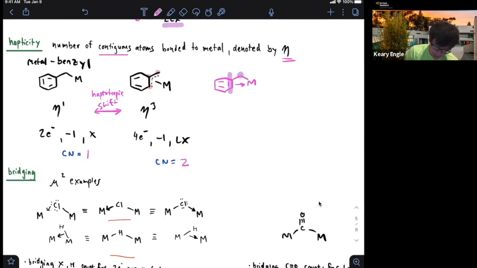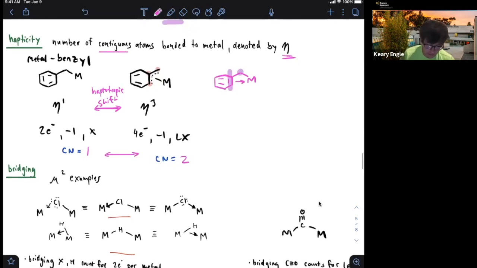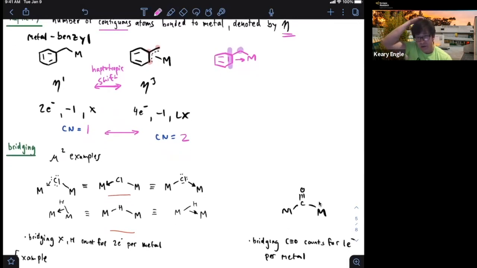And one of the key points that you'll notice, I'll just highlight here and then we'll wrap up this lecture at the beginning of our day 3 class, is that these haptotropic shifts going from eta 3 to eta 1 actually decrease the coordination number, decrease the number of electrons being donated from 4 to 2, and that essentially opens a coordination site, or often will result in an open coordination site that a new reactant can coordinate to, and that's often a key step in organometallic catalysis. So we'll wrap things up there.